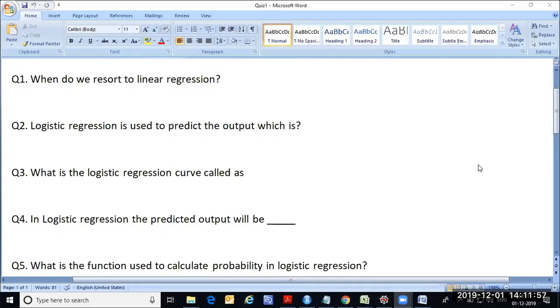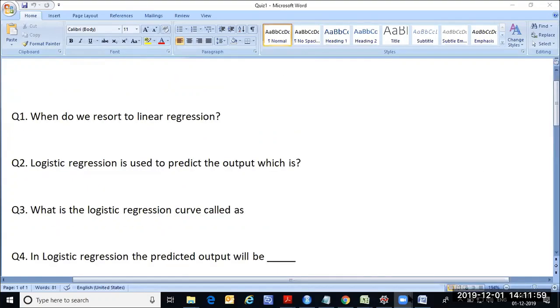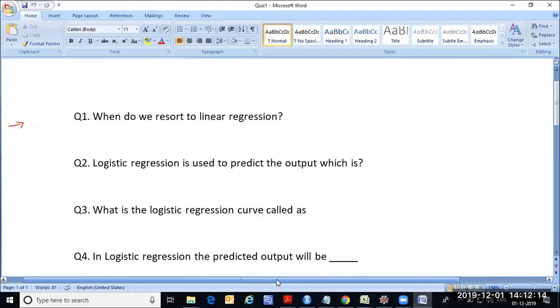Okay, fine. Let's try to answer these questions, friends. When do we resort to linear regression? When do we select linear regression algorithm? What kind of problems can we solve with linear regression?